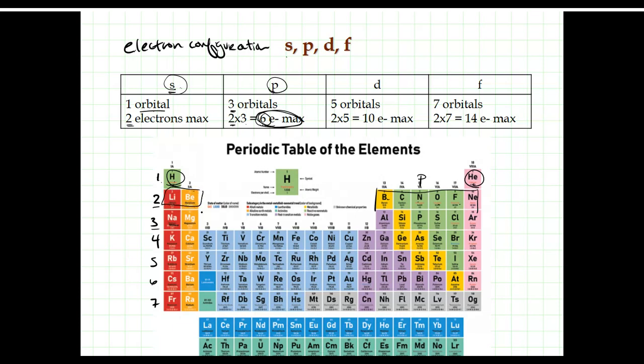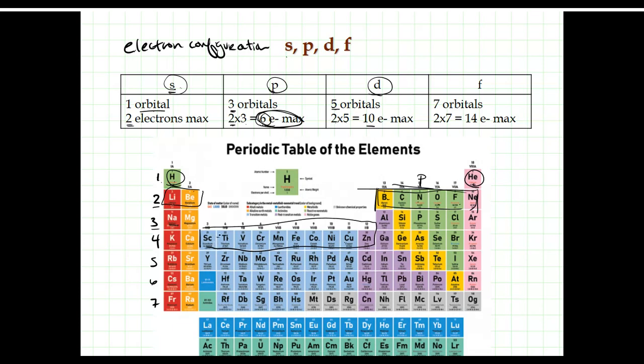So I said just a second ago that energy level number 2 has S and P. This is the 2s sublevel. This is the 2p sublevel. Energy level 3 has S, P, and D. The D sublevel has space for 5 orbitals. 2 times 5 is 10 total electrons. And we see those 10 right here. 1, 2, 3, 4, 5, 6, 7, 8, 9, 10. These are the 10 electron spaces that are available in those D sublevels.